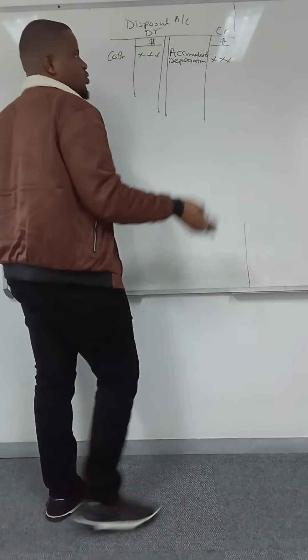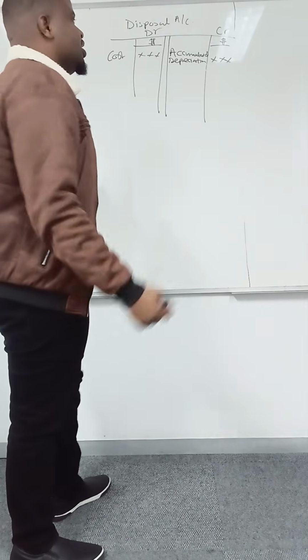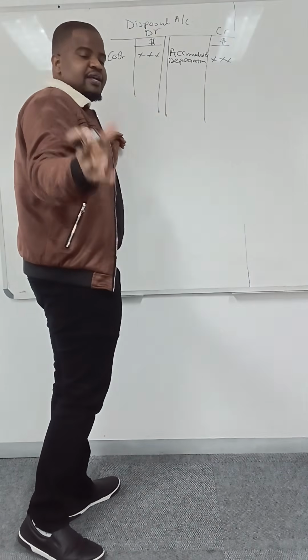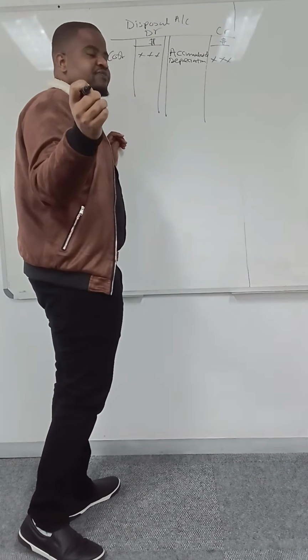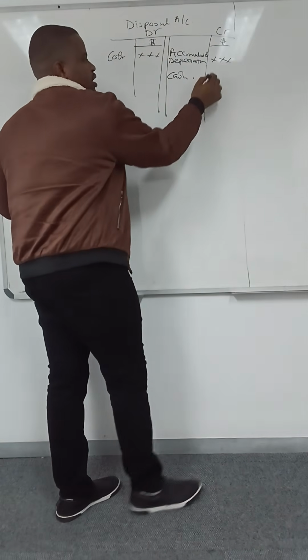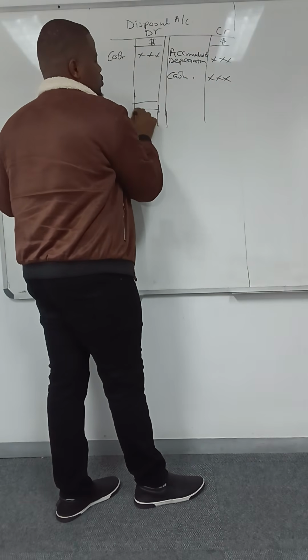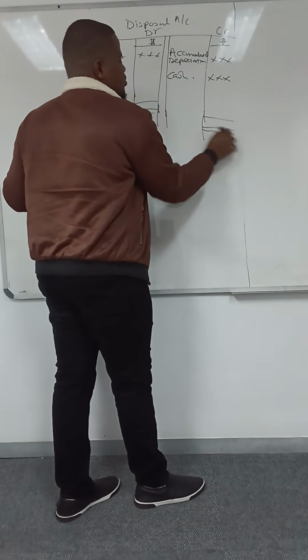Same amount here, that's what we put here. So in other words, this is the accumulated depreciation. Then we put the proceeds, the actual amount that we received when we disposed the asset. That's what we record on the credit side, right? So this is what we do when we do the disposal account.